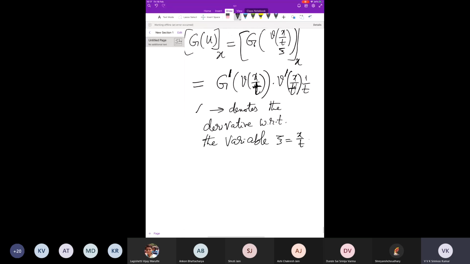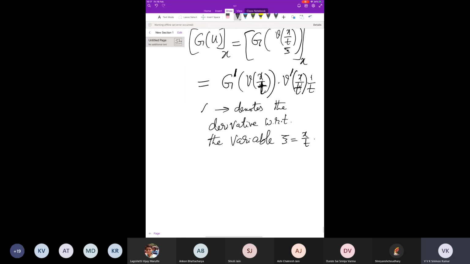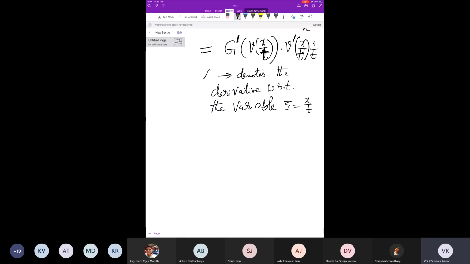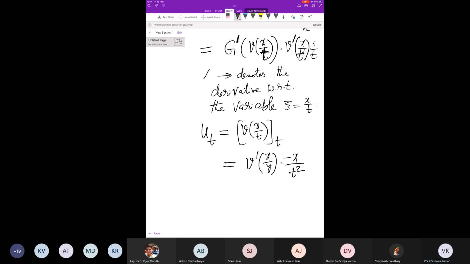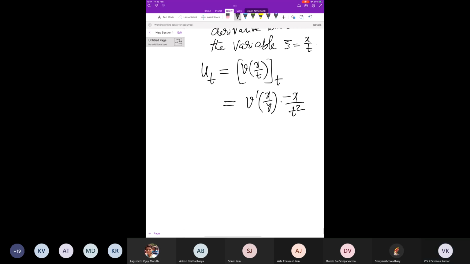So now what is ut? ut is the derivative of v of x upon t with respect to t. So this is equal to v prime into the derivative of the thing inside with respect to t, that is minus x upon t square. Now substitute these things in the equation.